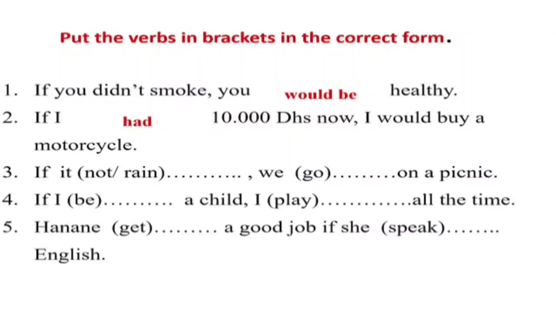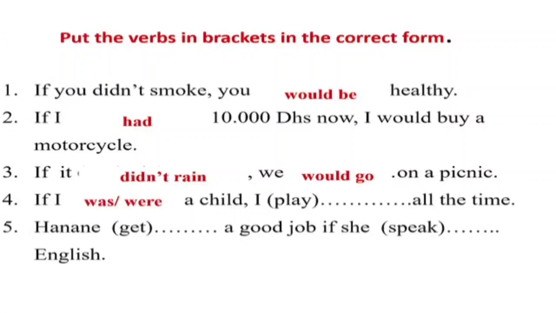Number 3. So here we have negative. Yes, we see if it. Yes, if it didn't rain, we. Yes, we would go on a picnic. Very good. 4, we see if I. Yes, very good. So for the verb to be here, simple past, normally we say I was, but in conditional type 2 we can say also if I were. If I were a child, if I was a child, okay, I would play all the time. Very good.